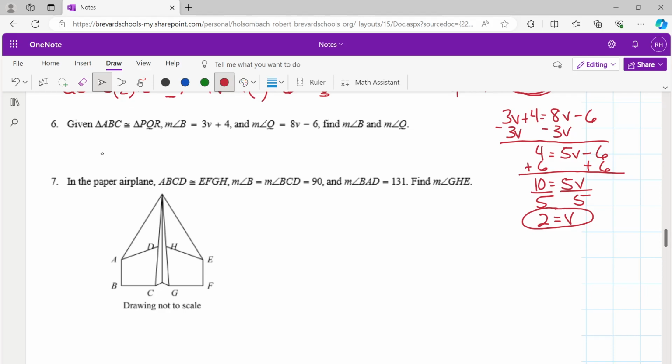So we're going to go back and substitute. The measure of angle B is equal to 3 times 2 plus 4. 3 times 2 is 6, plus 4 is 10. And the measure of angle Q is equal to 8 times 2 minus 6. 8 times 2 is 16, minus 6 is 10. So there's your two angle measures.